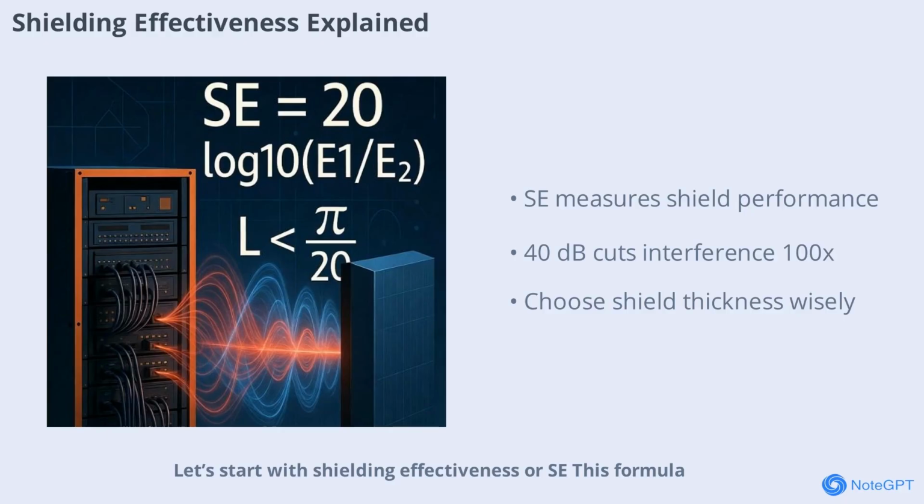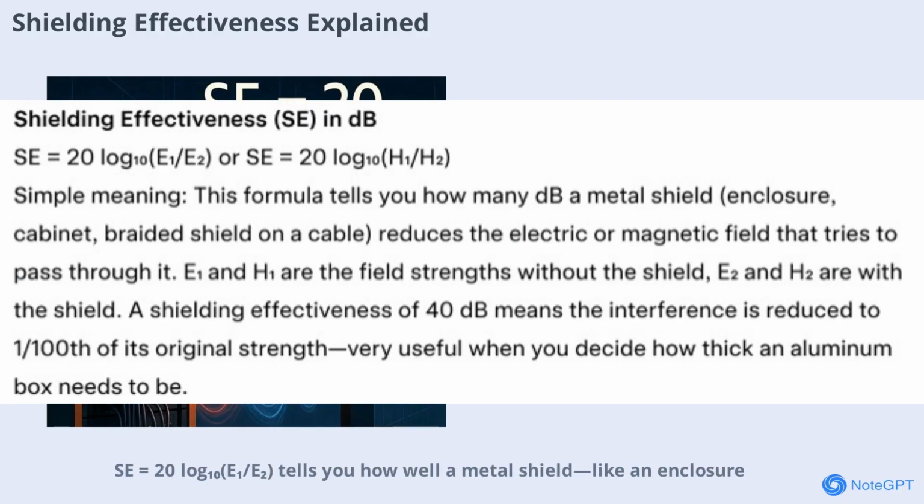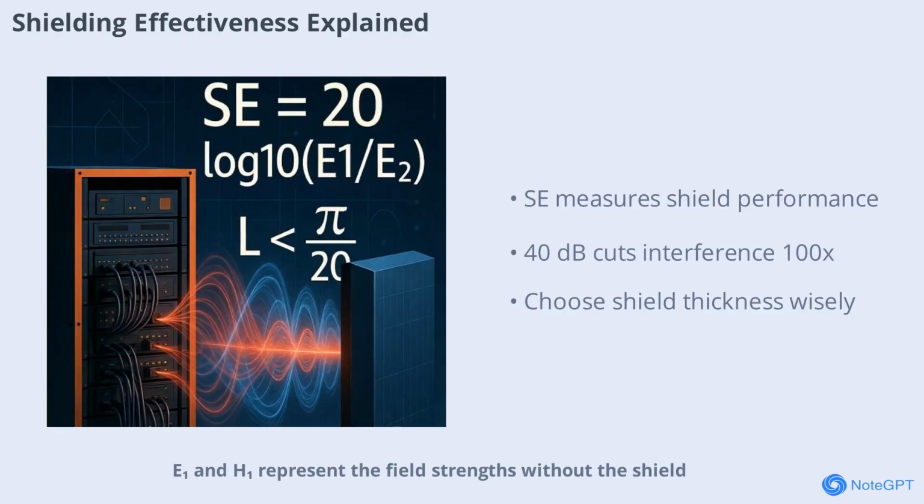This formula, SE equals 20 log E1/E2, tells you how well a metal shield like an enclosure, cabinet, or braided cable reduces unwanted electric or magnetic fields. E1 and H1 represent the field strengths without the shield, while E2 and H2 are the strengths with the shield in place. For example, a shielding effectiveness of 40 dB means the interference is reduced to just 1/100 of its original strength. This is a critical calculation when deciding how thick your aluminum box or cable shield needs to be. Understanding SE helps you make informed choices that directly impact the reliability of your system.